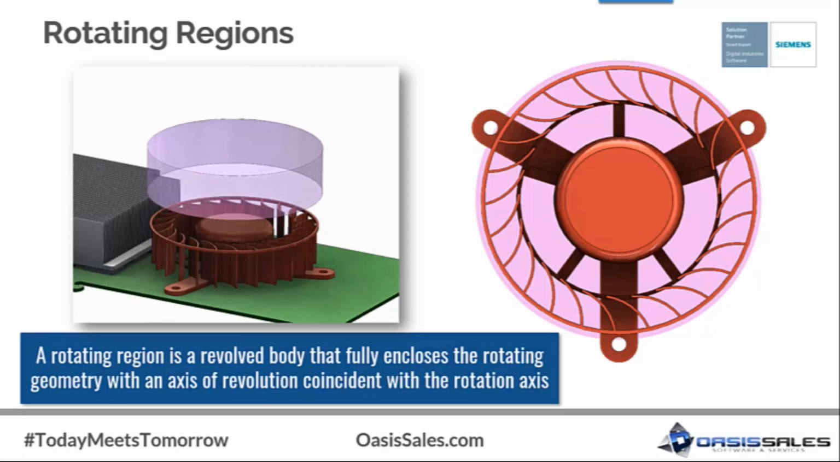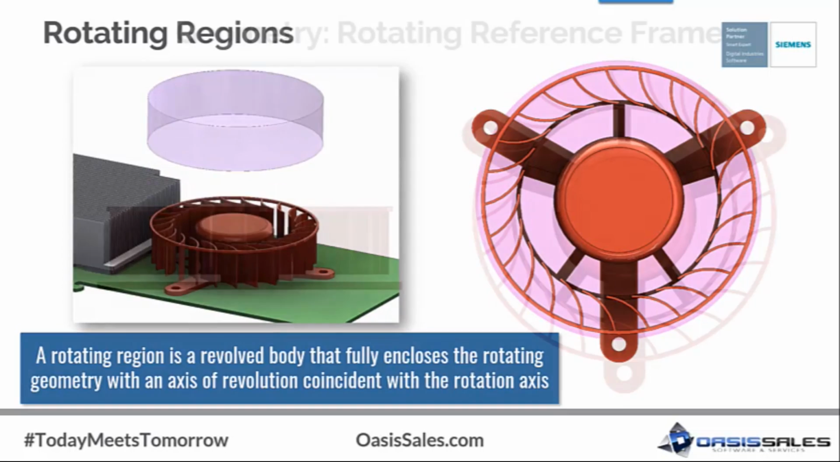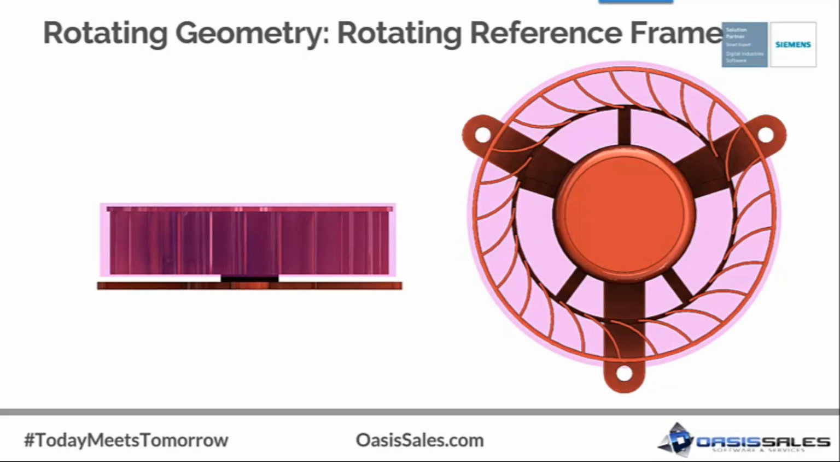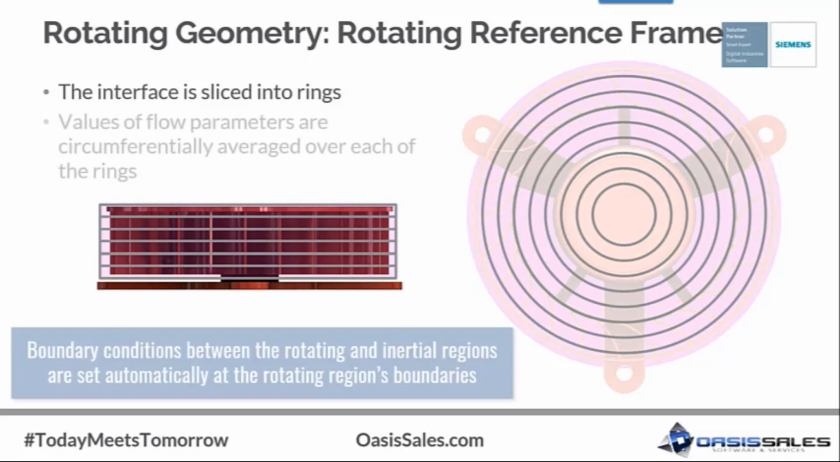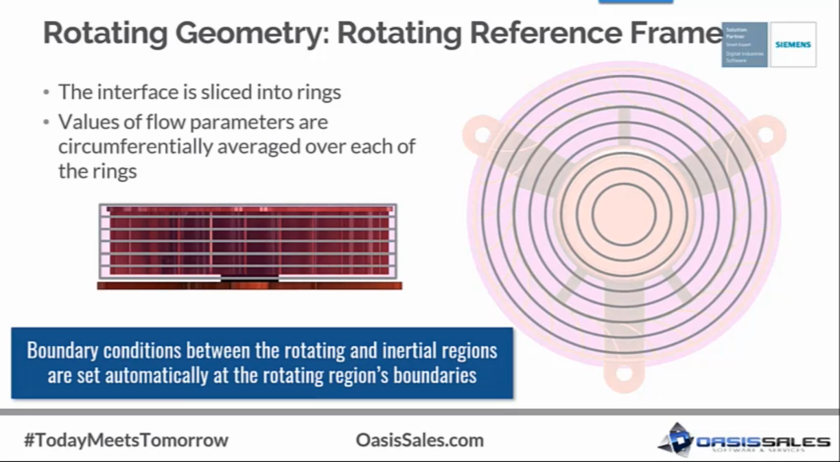Let's discuss how the rotating reference frame approach works. In this approach, the rotating region is sliced into rings of equal width. In the rotating region, flow parameters are calculated in the local rotating coordinate system. Values of flow parameters are circumferentially averaged over each of the rings and transferred as boundary conditions to the stationary reference frame. If flow enters and leaves along the same boundary, the averaging approach would not be accurate, and in this case, the sliding approach is recommended.